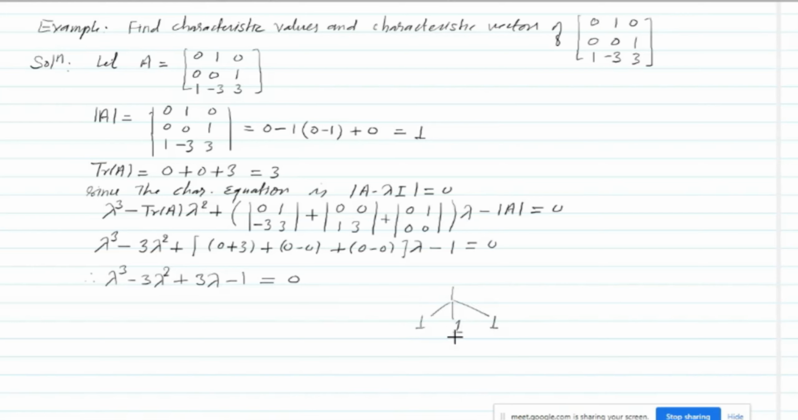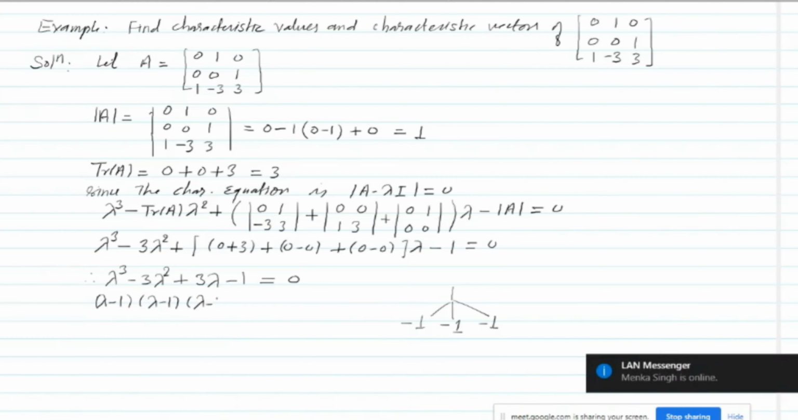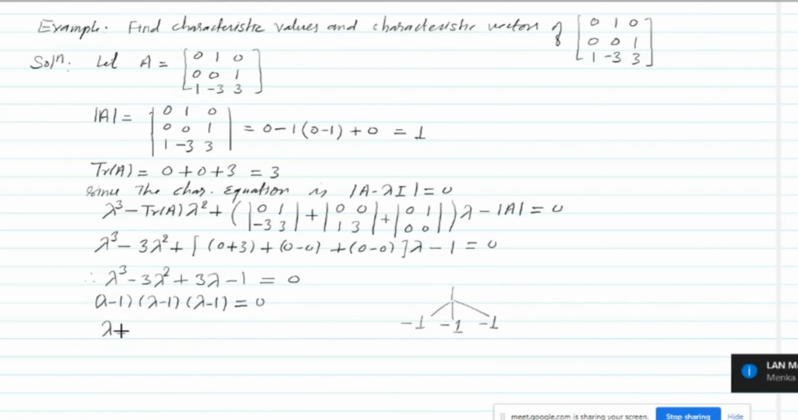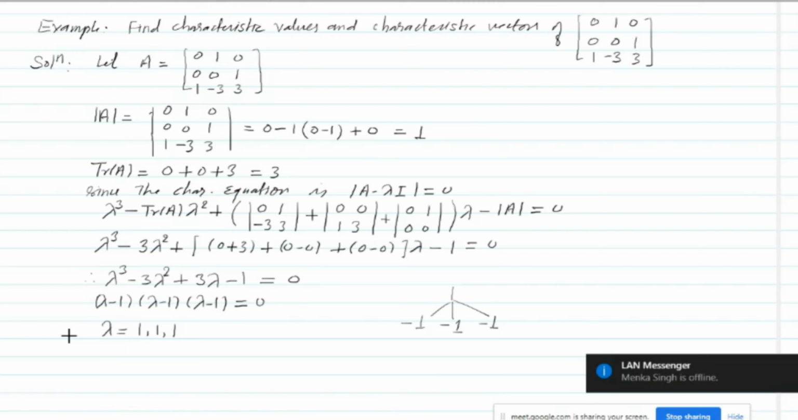Now subtract them so that you will obtain minus 3. So you will have minus (lambda minus 1) first bracket, (lambda minus 1) second bracket, (lambda minus 1) third bracket, and which is equal to 0. So from this you will get lambda equal to 1, 1, 1. So how many eigenvalues are there? Only one eigenvalue. And how many times is it repeated? 2 times. Yes, 2 times it repeated.